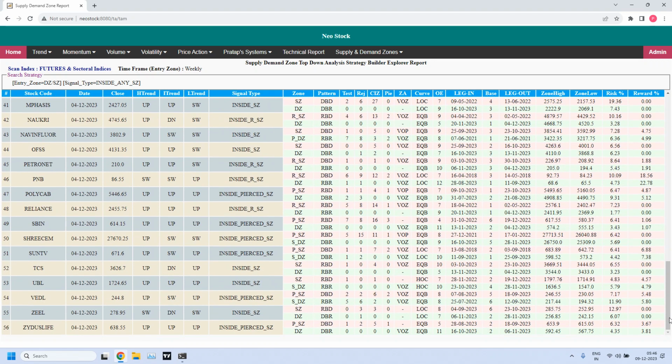So total 56 stocks are there where price closed inside the weekly supply zone. Probably this supply is only going to drive the future market direction. If the supply is weak, probably the market might be going even further up and up and up. If the supply is very strong, probably we can expect again a downfall in the market at least for a few days, if not a few weeks.